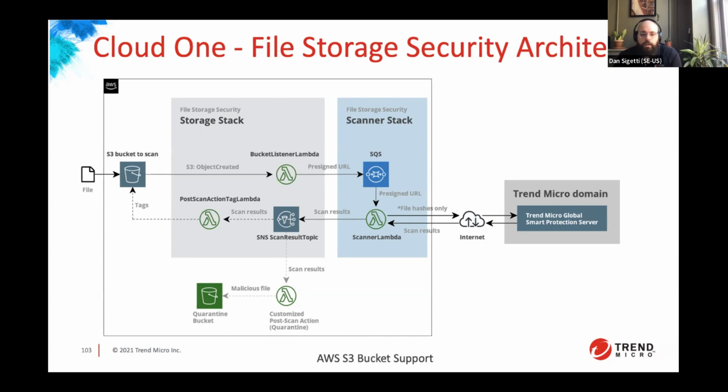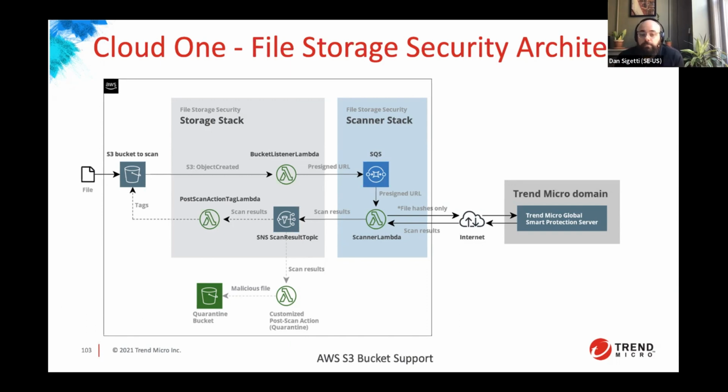From there, the post-scan tag action Lambda will tag the file. So the object will have a tag associated with it, and based on that tag, we can do some post-scan actions. In the example in this architecture, we have a customized post-scan action that's going to quarantine any object that has the malicious tag associated with it. So it checks for that, and when we get a new malicious object, it gets put inside of the quarantine bucket.